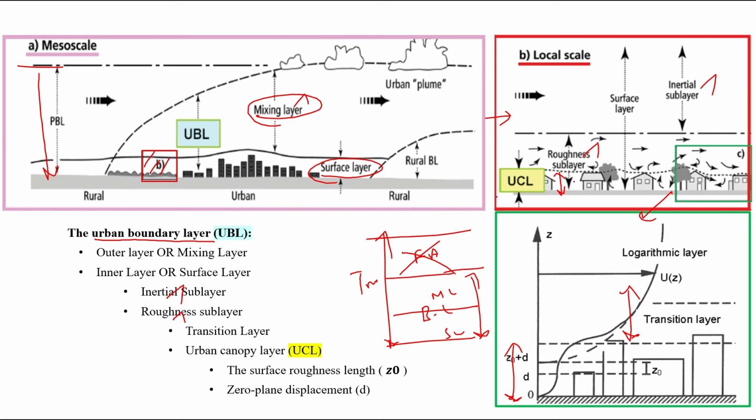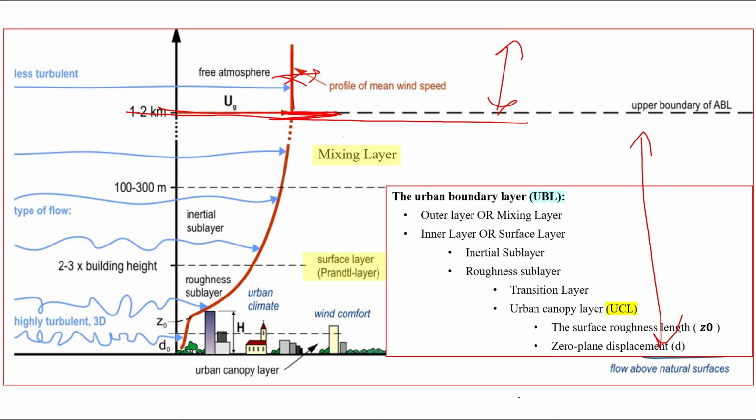So this roughness sublayer is divided into the transition layer and the urban canopy layer, and this urban canopy layer is further divided into the roughness length and the zero displacement plane. This D is the zero displacement plane, and above that we have the roughness length. So this kind of divisions we have. I will explain the same thing in the next slide also.